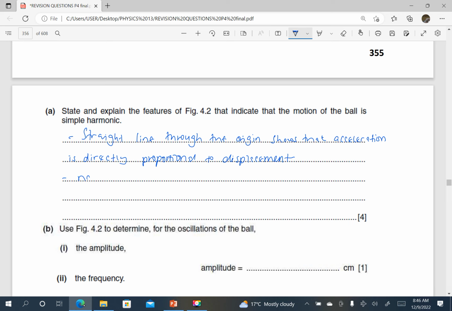So negative gradient shows that acceleration and displacement act in opposite directions.